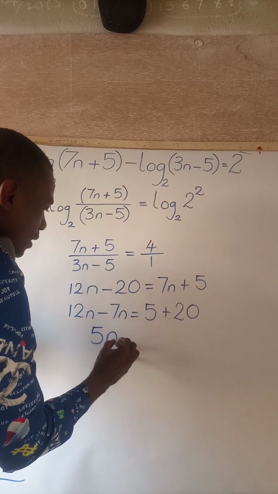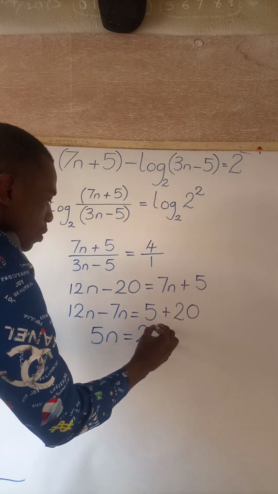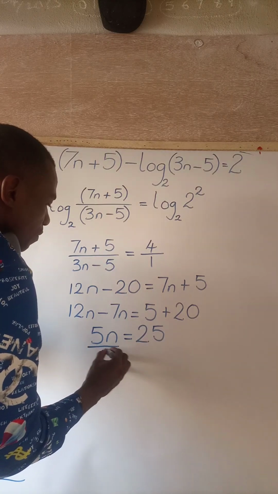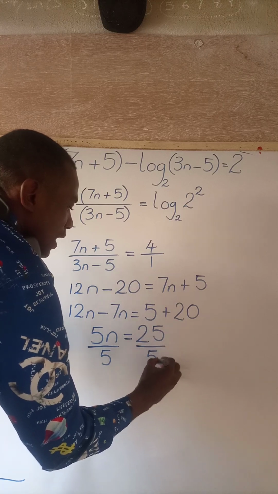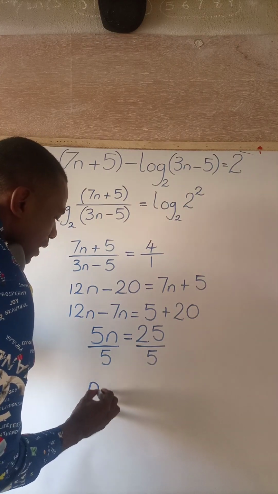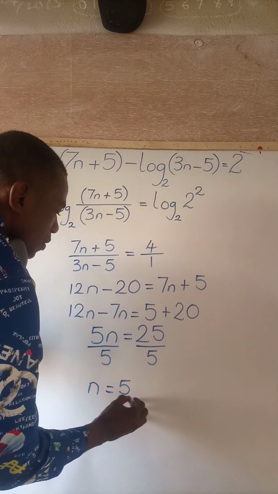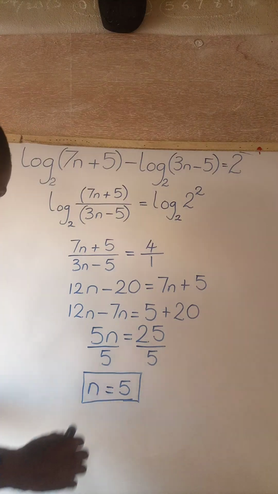And the 5n is equal to what? This plus this will give us 25. We will now divide both sides by the coefficient of n, which is 5. And when we do, we will now have n as 5. So the answer to this very question is 5.